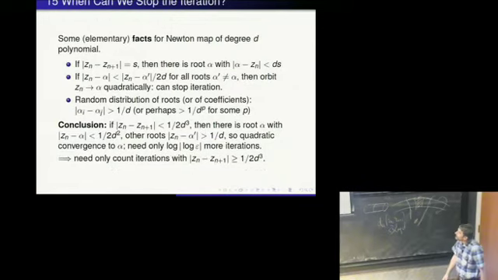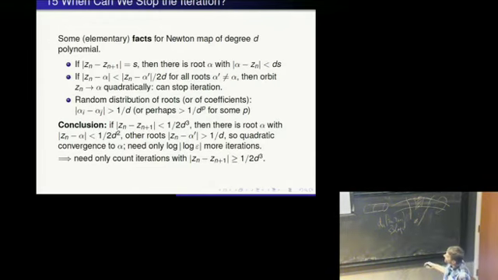So, some equally elementary facts for the Newton method, which just involves the logarithmic derivative. Zn to Zn plus 1 is the Euclidean distance that you move along the Newton step. If you move some Euclidean distance s, then some root has distance to the orbit at most d times s. D was the degree. So when you move very slowly under the Newton map, that means some root is nearby.